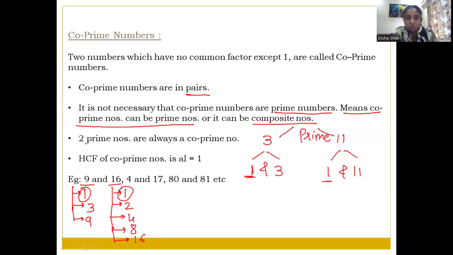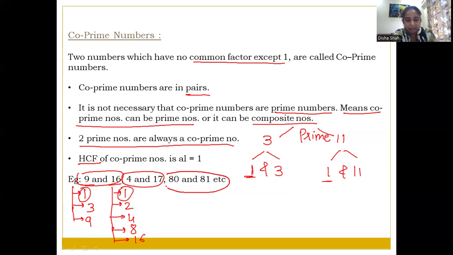तो को-प्राइम नंबर्स जो होते हैं वो प्राइम नंबर भी हो सकते हैं, कंपोजिट नंबर भी हो सकते हैं. Two prime numbers are always a co-prime number, this we know. अच्छा, HCF का फुल फॉर्म होता है हाईएस्ट कॉमन फैक्टर. सो को-प्राइम नंबर में कोई भी कॉमन फैक्टर है ही नहीं. So can we say that HCF of a co-prime number is always 1? ठीक है. तो 9 and 16 का HCF 1, 4 and 17 का HCF 1, 80 and 81 का HCF 1.